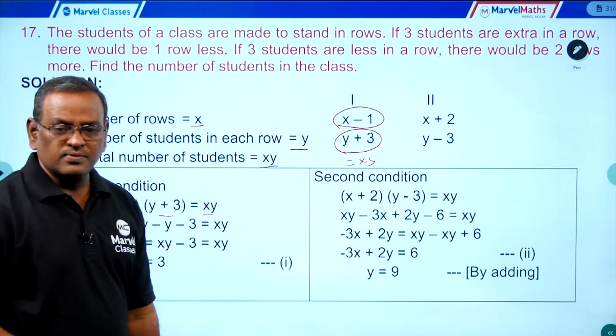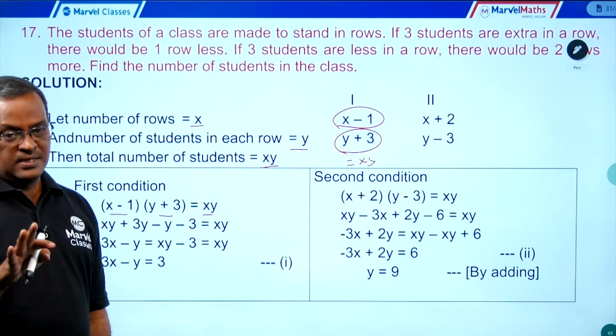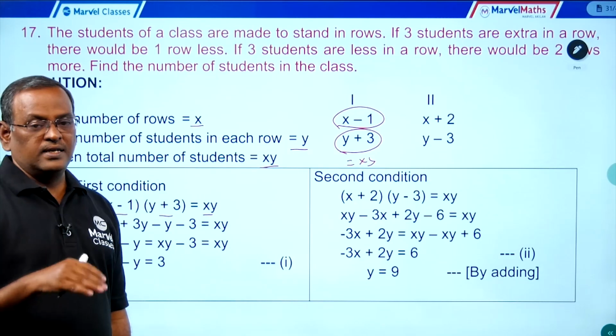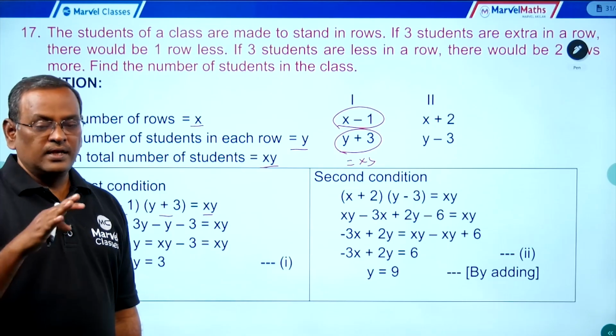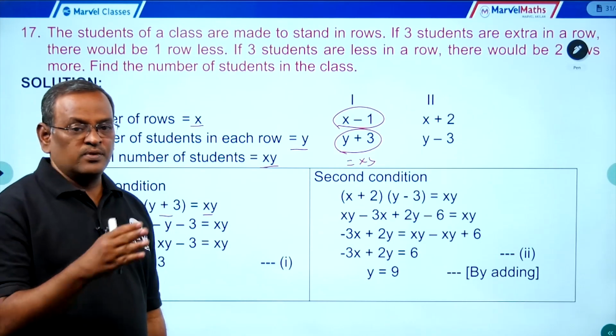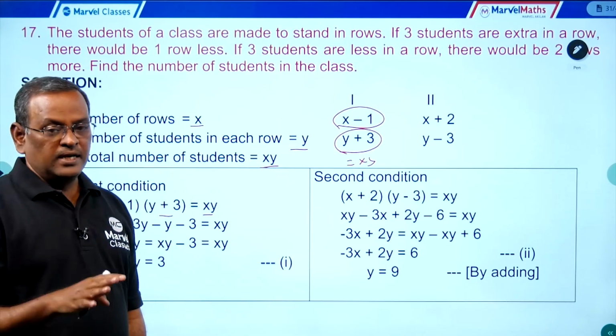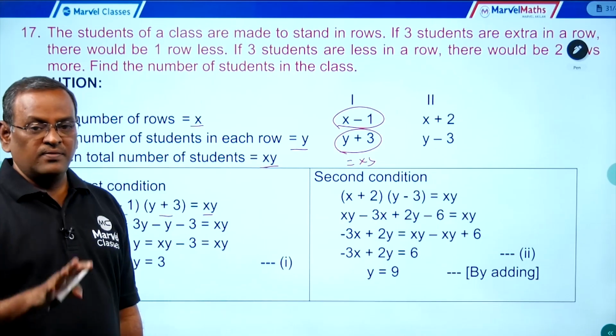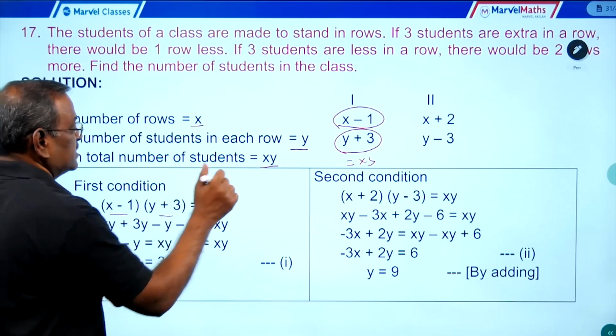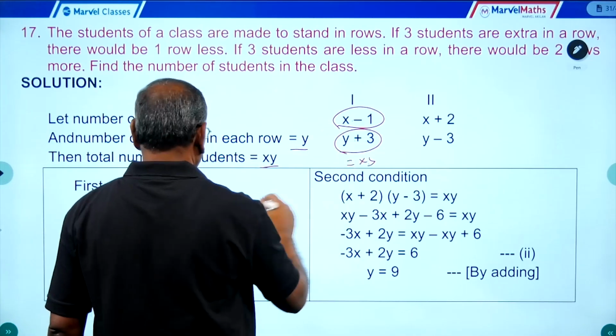What is the reason for xy? The class strength never changes. If you increase or decrease the number of students in each row, then the corresponding number of rows may increase or decrease. But ultimately the number of students in the class is always the same. The first condition is that the product of these two equals xy.